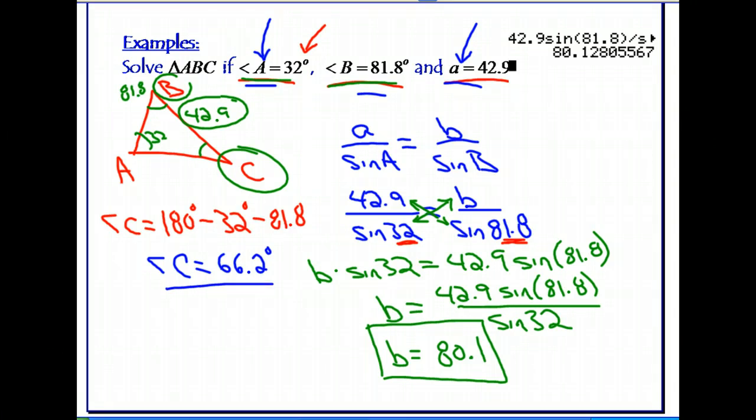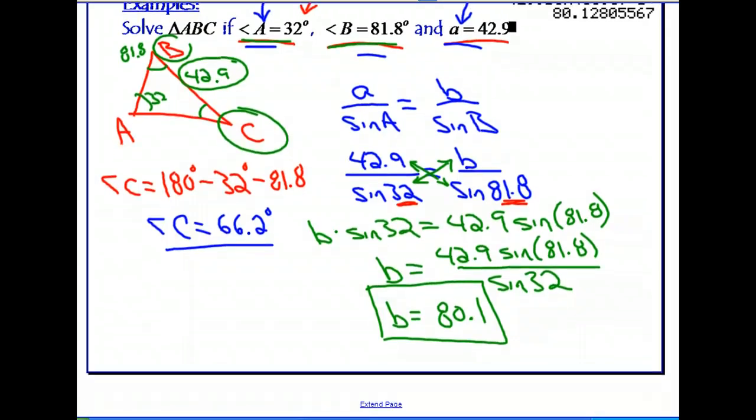Okay, I need side C. Are you thinking the Pythagorean theorem? Hope not. It's not a right triangle. Pythagorean theorem does not apply, just like SOHCAHTOA doesn't apply. So now I will use, over here I had A over sine A, B over sine B. Now I'm looking for C, so I'll start with my A over sine A.